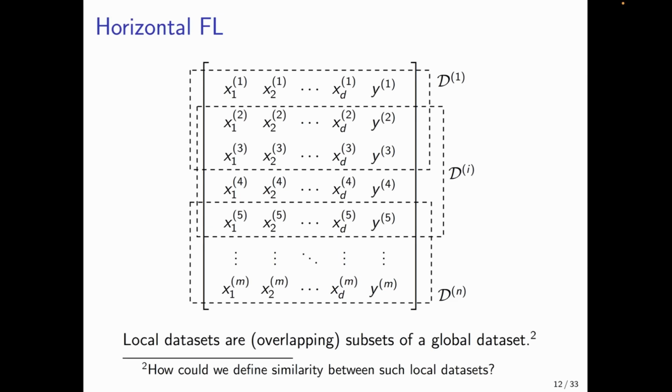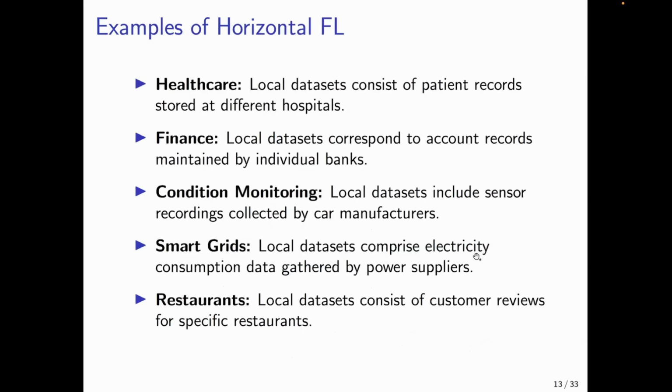But they typically measure different populations. Not everybody was in Vienna and in Helsinki. So I might be one of these few in the overlap between D1 and D2. Okay, so that's my main example for horizontal federated learning. I've also listed here some others from finance, condition monitoring, smart grids, and restaurants.